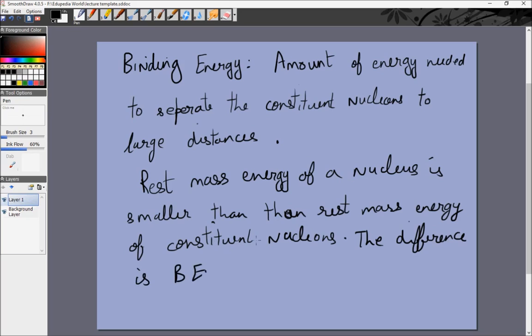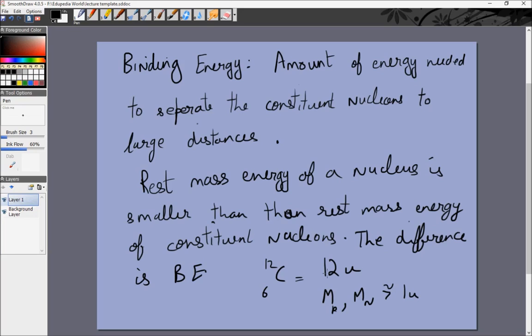So for example, we know that the mass of 12C6 is exactly 12 U, right? Because that is the definition of 1 U. However, we know that the mass of a proton and the mass of a neutron both are slightly greater than 1 U. The mass of a proton is 1.007276 U and the mass of a neutron is 1.008665 U.